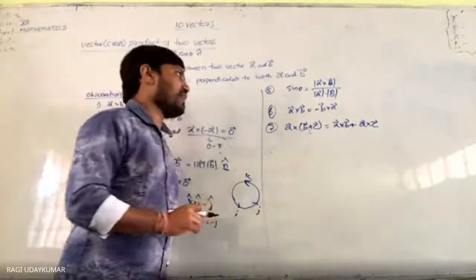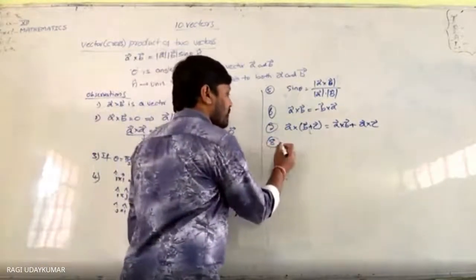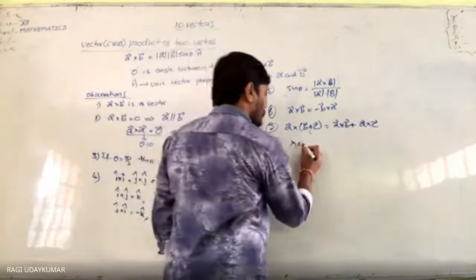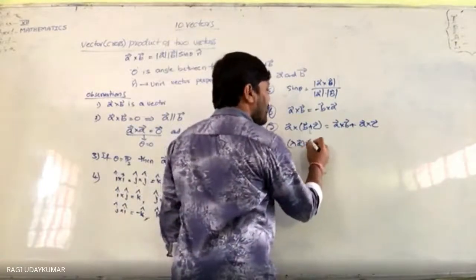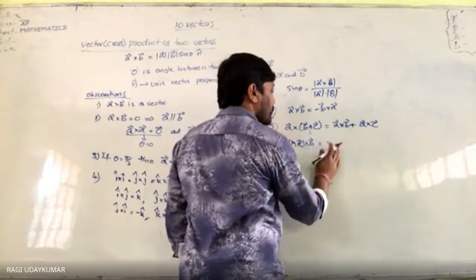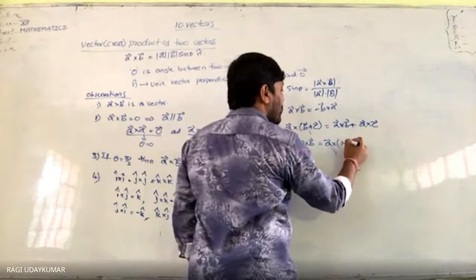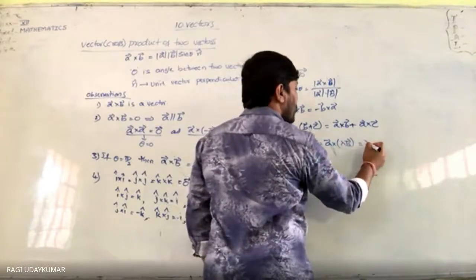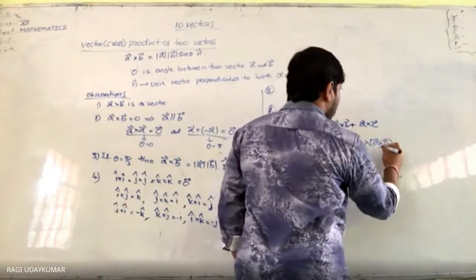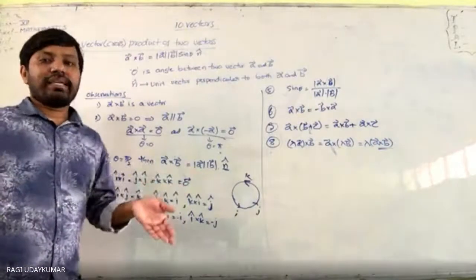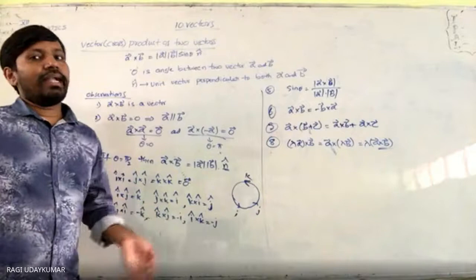And along with that, if you multiply by a scalar lambda, lambda A bar cross B bar is equal to A bar cross lambda B bar, which is equal to lambda times A bar cross B bar. Because this is a vector, you are going to get the scalar multiplication of the vector.